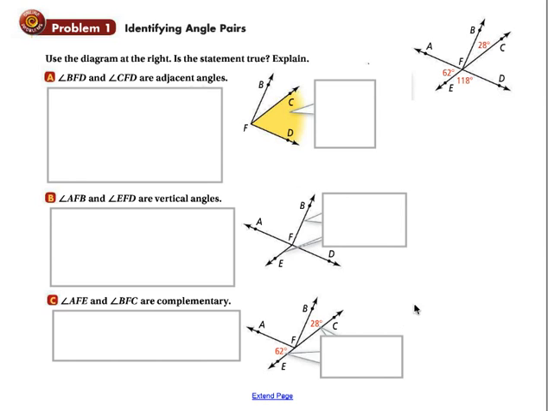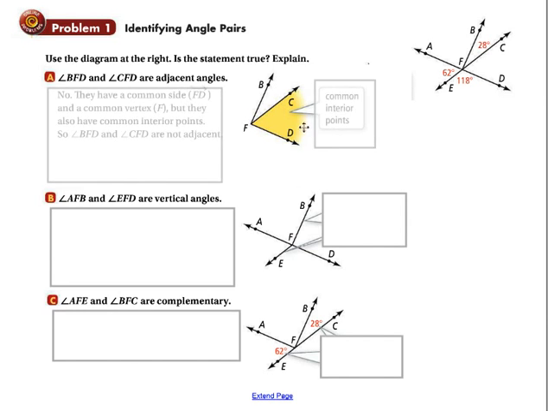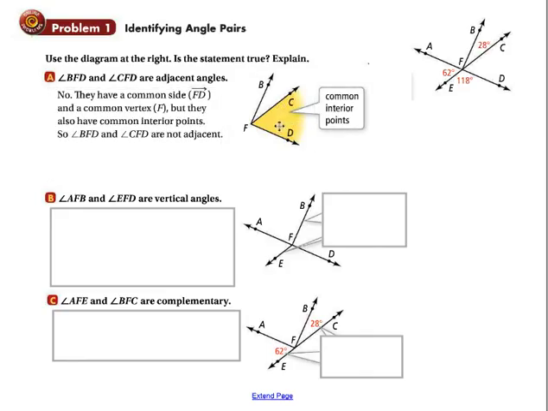Here are some problems to try to identify some angle pairs. It says use the diagram at the right, and is the statement true, and if it is, explain. Well, this one says angle BFD and angle CFD are adjacent angles. Is that true or false? BFD and CFD. Well, that's actually true because they don't share any interior points. They do share a common side and a vertex. So those definitely are adjacent angles.